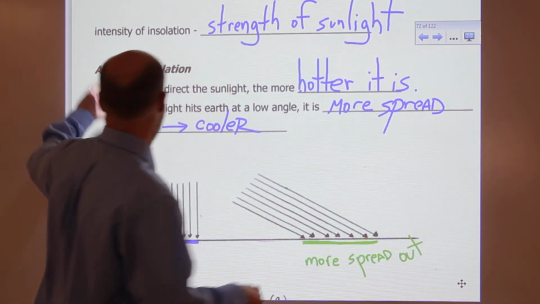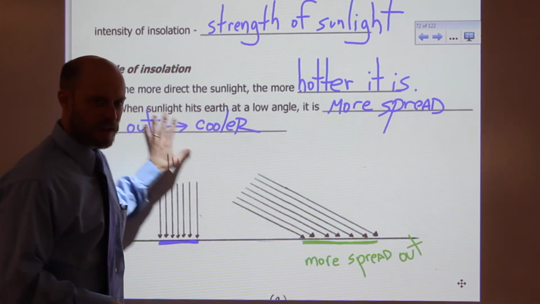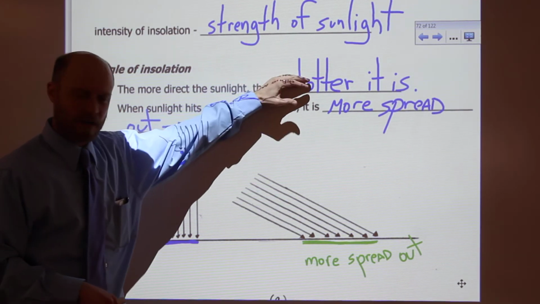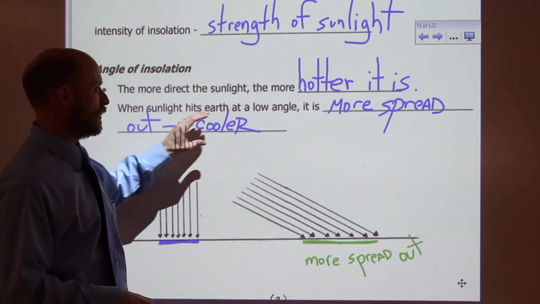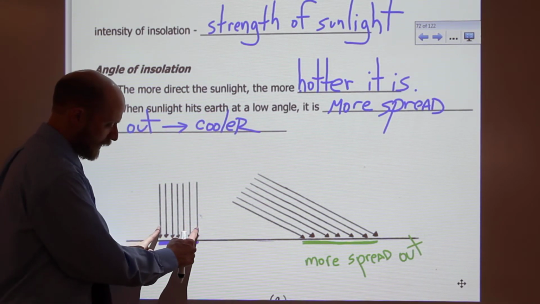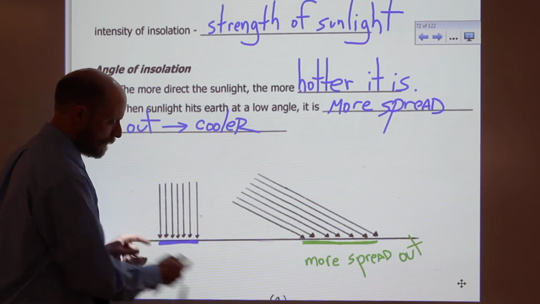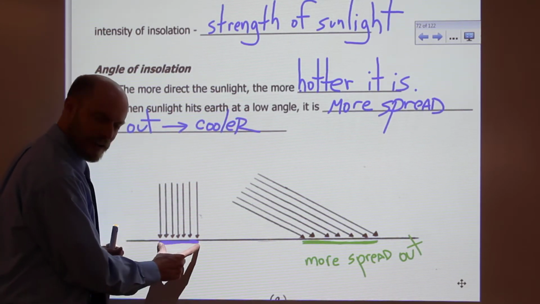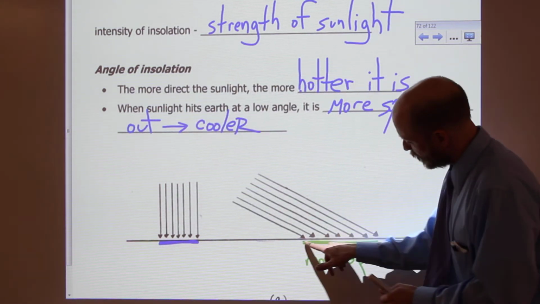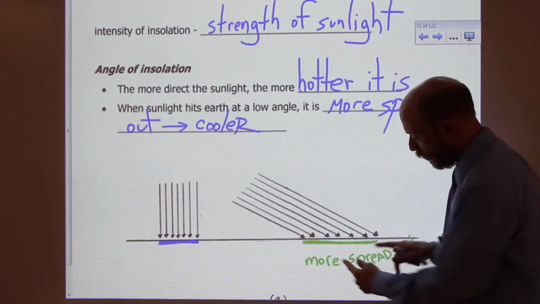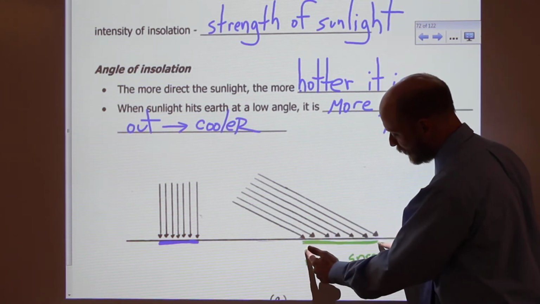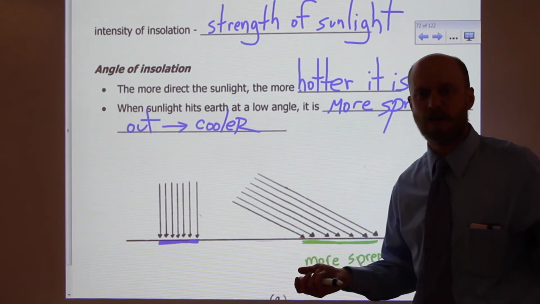Very important. It's the angle of insolation, the angle that the sun is hitting the land. The more direct the sunlight, the hotter it is. And when the sun hits Earth at a low angle, it's more spread out, cooler. Here's my drawing here. It's the same amount of lines, same width. When they're straight down, they're very concentrated. It's going to be very strong sunlight. If they're hit at a low angle, it's much more spread out, more area that it's hitting. Therefore, that same amount of sunlight is not as strong on the ground because it's spread out over a larger area.